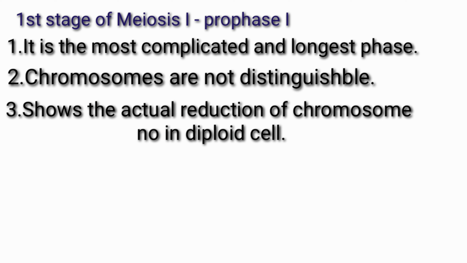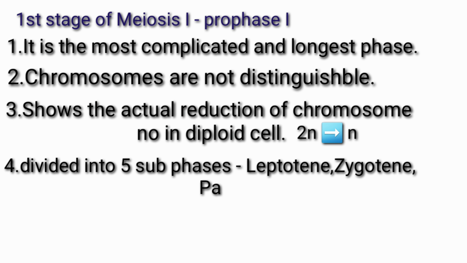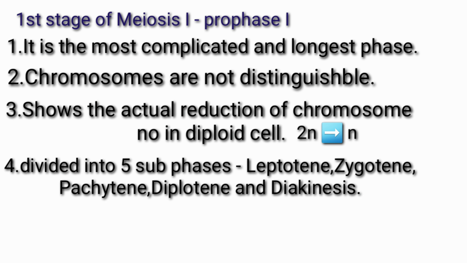That means we know that meiosis cell division is a reductional division, and here the diploid cells divide and form haploid cells. The number of chromosomes reduces, and the reduction of chromosomes actually occurs in prophase 1. This phase is divided into 5 subphases: leptotene, zygotene, pachytene, diplotene and diakinesis.